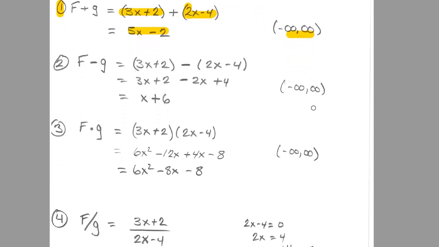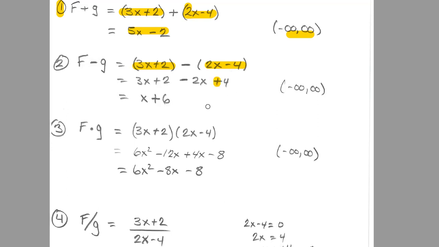Now let's do f minus g. So f, 3x plus 2, minus, this minus, 2x minus 4. Notice I put both functions in parentheses. Now I have 3x plus 2, then this minus distributes. Minus times positive 2x is negative 2x. Minus times minus 4 is positive 4.